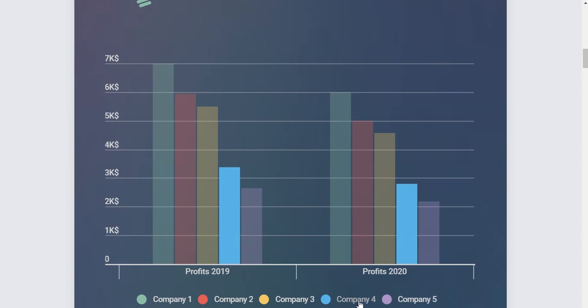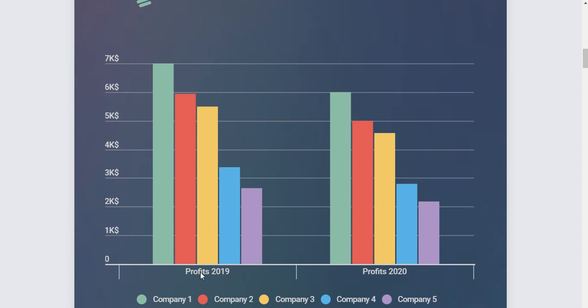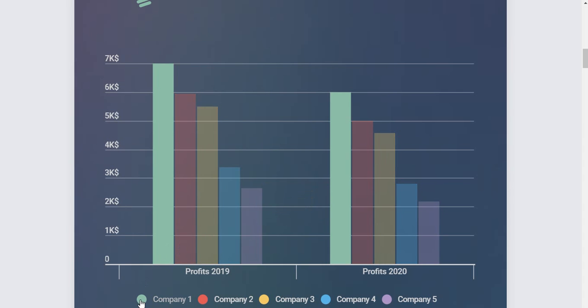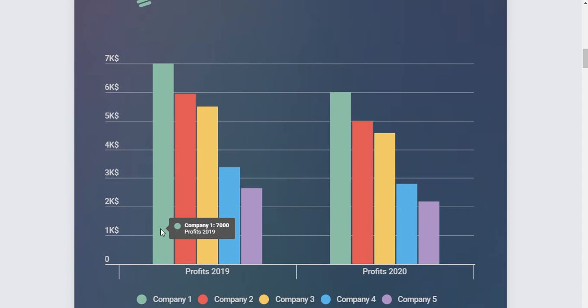These companies have different amounts of profits. Profits is the amount of money you make after you pay for your expenses. Here you have a comparison between one year compared to the other year. Okay? You have these bars making a comparison. You can show your audience, for example, company number one in 2019, they made 7,000. But in 2020, they made only 6,000.